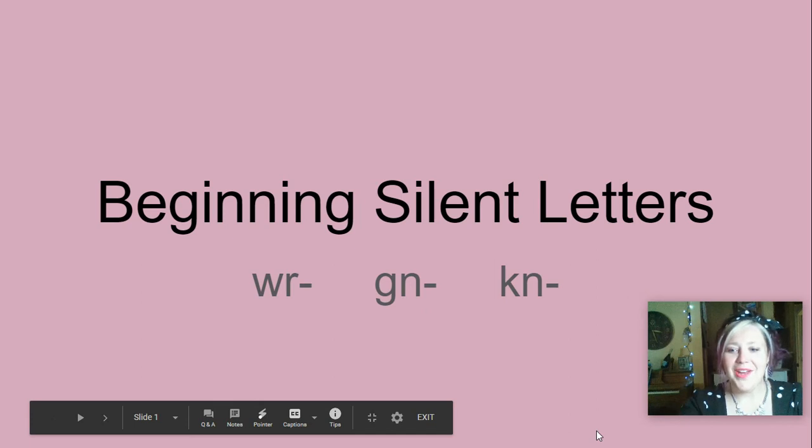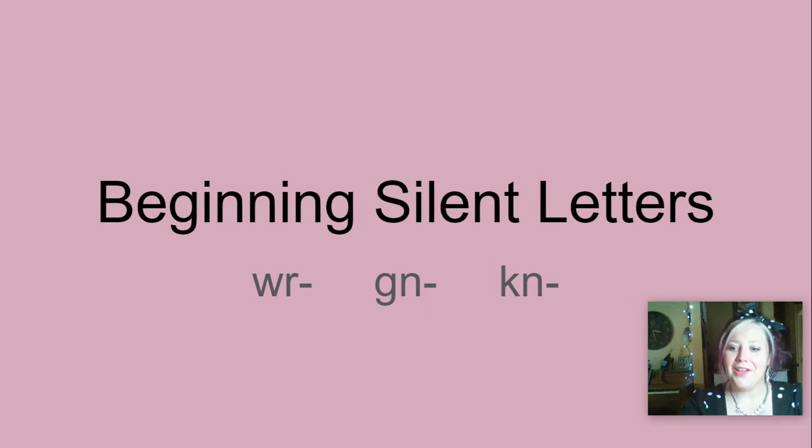Hi, everybody. Okay, we're going to be learning about beginning silent letters today, which are W, R, G, N, and K. And this is really important because they are beginning. So, a lot of times when we are trying to decode unknown words, we might say that sound at the beginning and we're not supposed to, which can really throw us off when they're words we don't know.